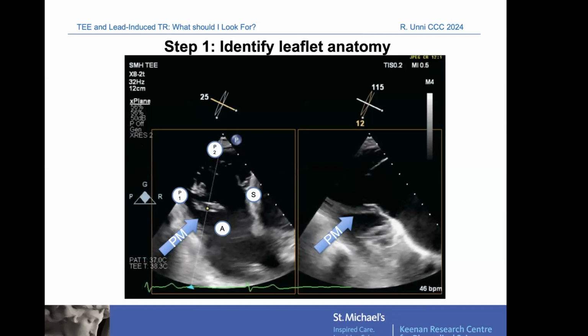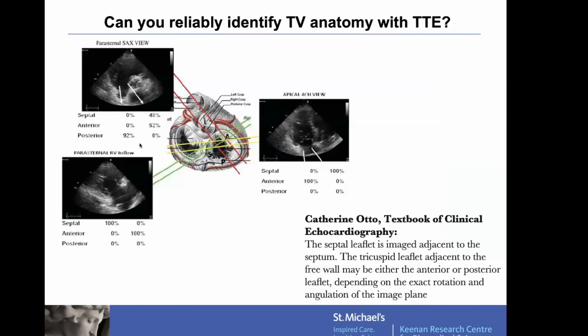So, Ammon, thank you for the comment there. That's kind of my next slide. Can you reliably identify tricuspid valve anatomy with TTE? I'm not sure. At the previous center that I was training at, this was on the wall here. This is from a study that shows different views on transthoracic echo and the likelihood of which leaflet you're looking at, the relative prevalence.